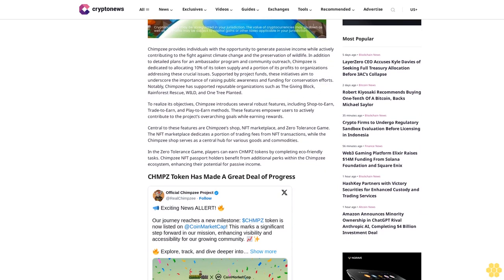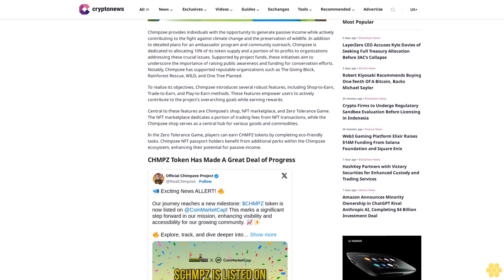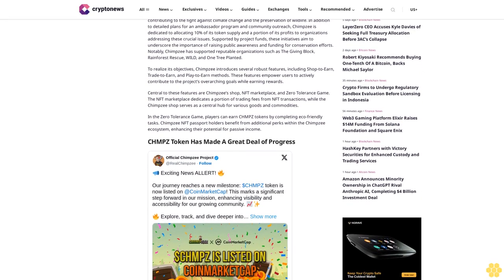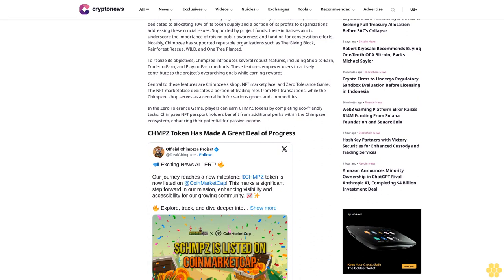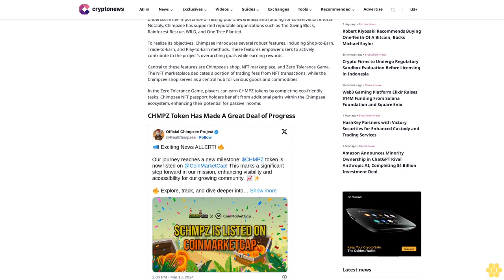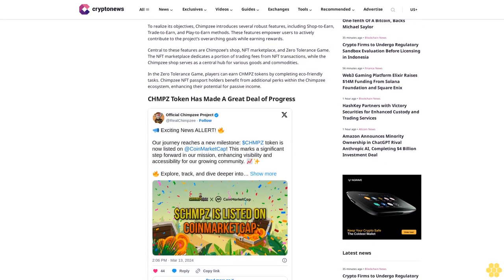Notably, Chimpzee has supported reputable organizations such as the Giving Block, Rainforest Rescue, Wild, and One Tree Planted. To realize its objectives, Chimpzee introduces several robust features, including shop to earn, trade to earn, and play to earn methods. These features empower users to actively contribute to the project's overarching goals while earning rewards.